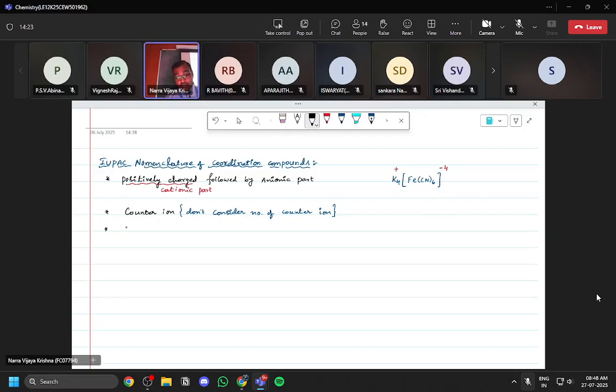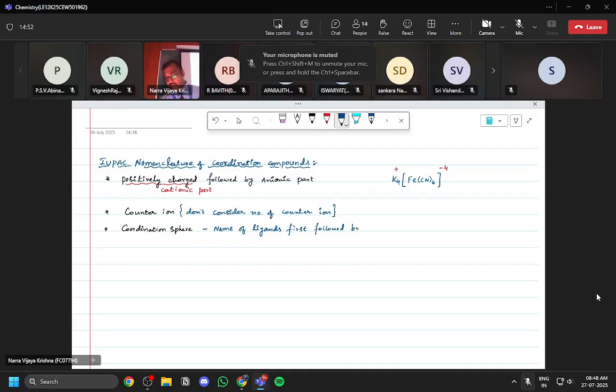Next, while I am writing coordination sphere, while I am giving name for coordination sphere, always I need to name ligands first. Name of ligands first, followed by central metal, followed by central metal.